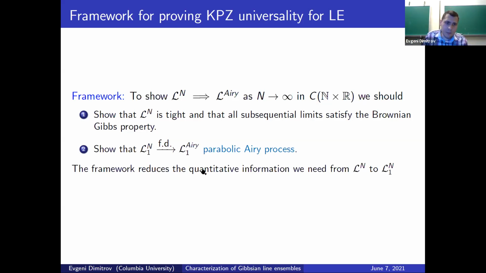Okay, so the benefit of this framework is that it reduces the amount of quantitative information that you need to control from the full ensemble to only the top curve. So you don't care if you have formulas for the second, third, or other curves. You only care if you have some sort of precise control for the top one. That's still a lot for many models, but it's at least definitely less. And so that's why there is some hope of this being generalizable as opposed to the determinantal formulas that I mentioned in the previous slide.